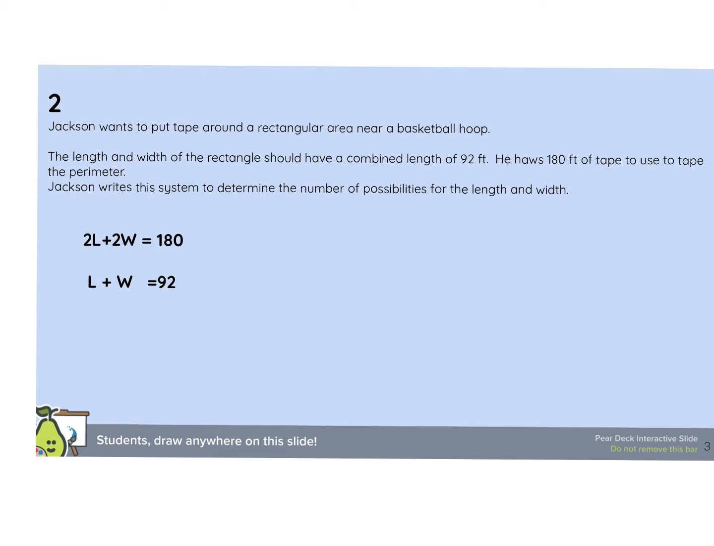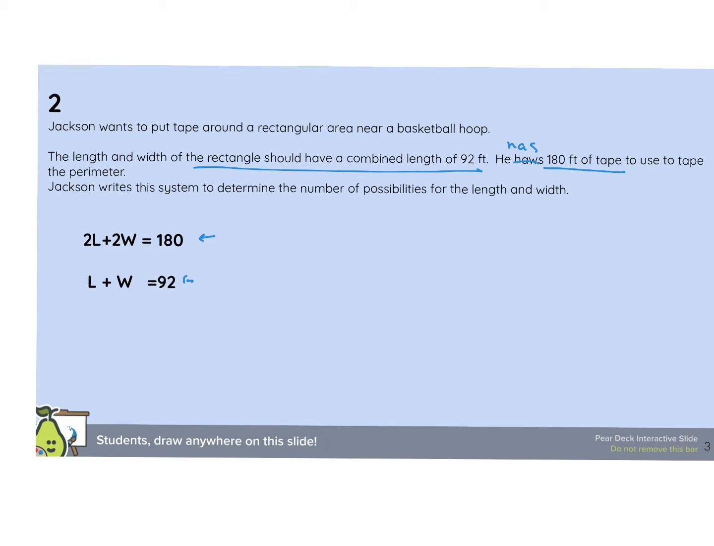So we have Jackson. He wants to put some tape around a rectangular area. He knows that if you combine the length and width, you get 92 feet. That's why we have the second equation right here. And he only has, sorry for the typo, 180 feet of tape. So to find perimeter, you double the length and you double the width. So that's why we have that first equation.